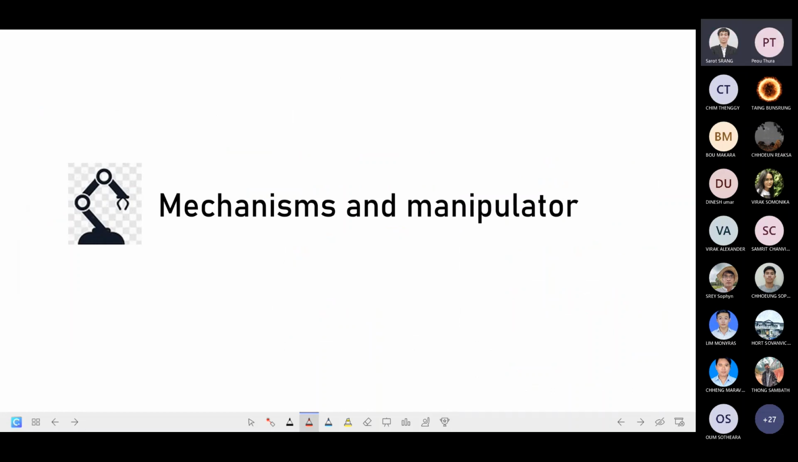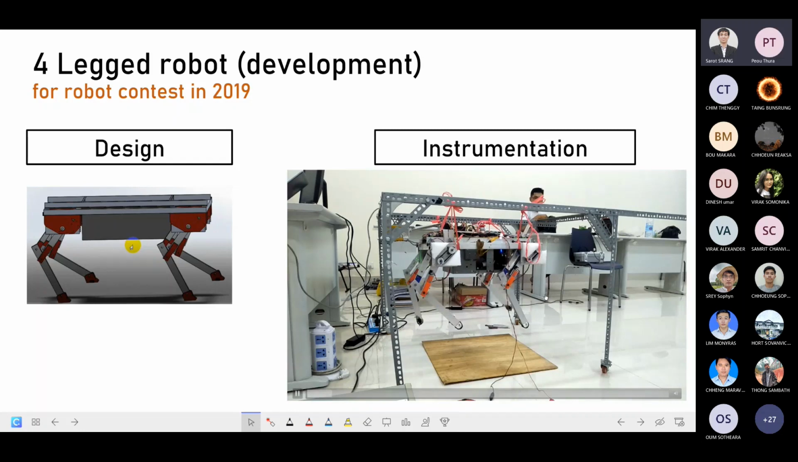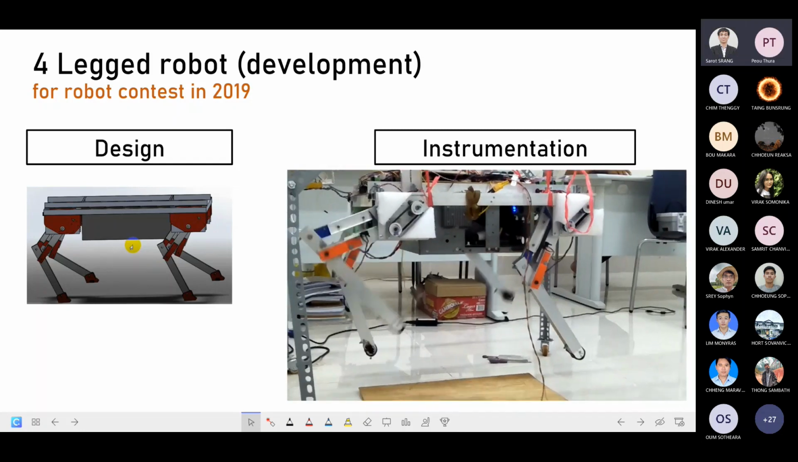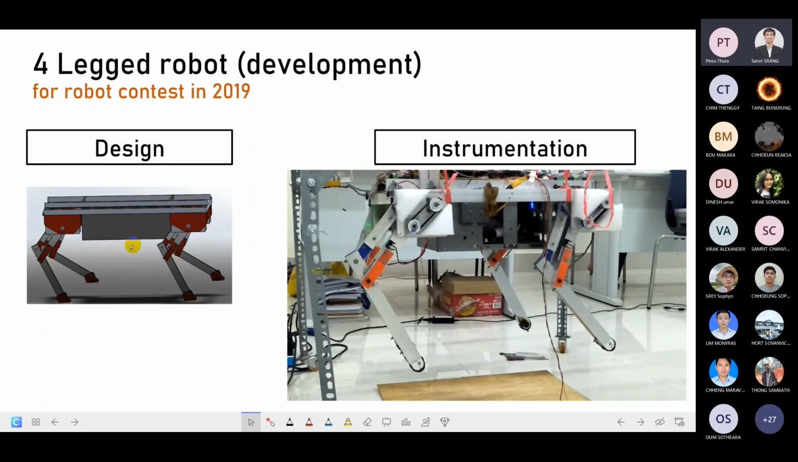So the next is about mechanism and manipulator, four-wheel, 4-leg. In terms of functionality and control, we could say that we successfully implemented the controller, or actually, we used a PC, not a microcontroller at the time. But unfortunately, the robot was too heavy. It cannot walk on the ground. The bell cannot sustain its weight. It just slipped over here.